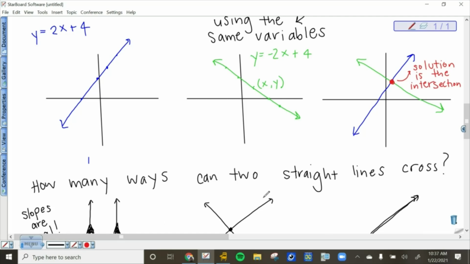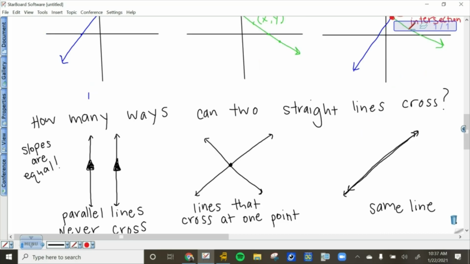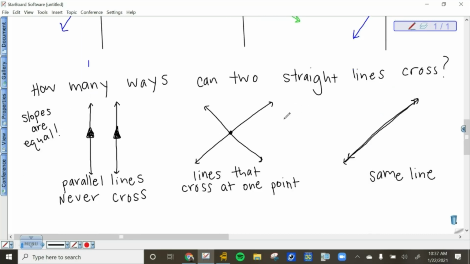So now going back down here, we know that the intersection, the place where the lines cross, is the solution. How many solutions do you think parallel lines would have? If they never ever cross, how many solutions do parallel lines have? 0. Yeah, there's no solution. And what about lines that cross at one point? How many solutions does that system have? Just one unique solution.